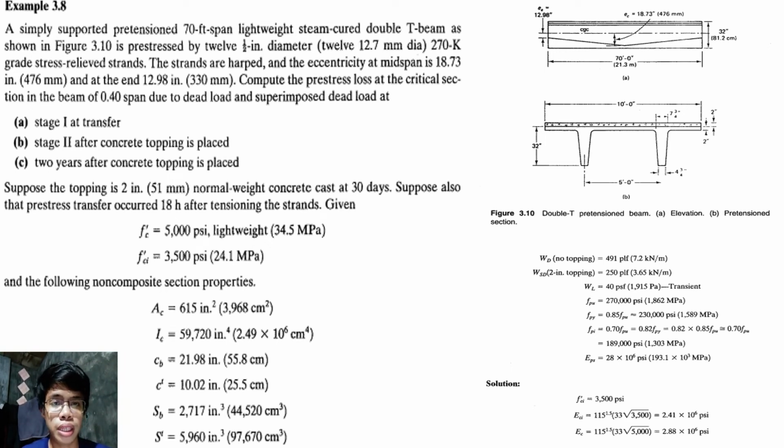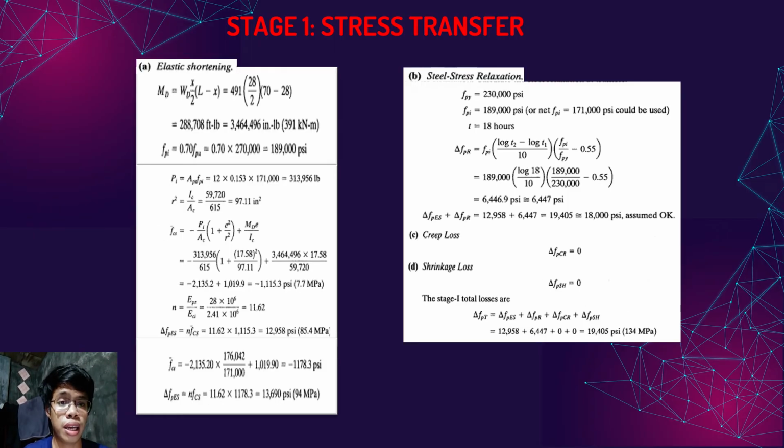We have to solve first for the elastic shortening. We have the given critical section distance from the support, that is 0.40 times 70, so we have 28 feet distance from the critical section to the support. And we also have the eccentricity at the critical section, that is 12.98 plus 0.8 times the quantity of 18.73 minus 12.98, equals 17.58 inches.